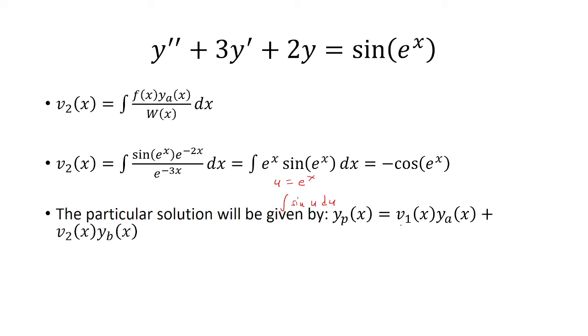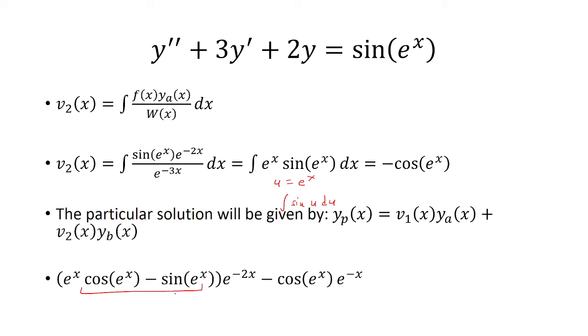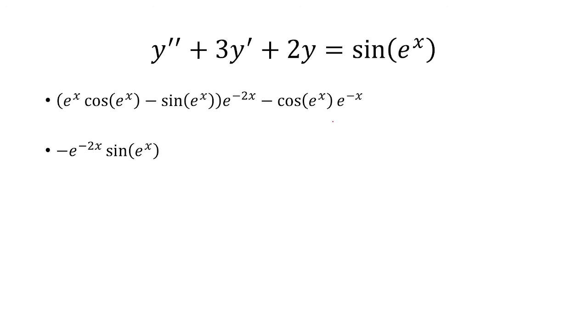So remember, the particular solution is in this form. So multiply what you have. So this was, from the previous slide, v_1 of x. This is y_a of x. And this is v_2. And this is y_b. This simplifies because these two will cancel once I multiply this over, and I'm left with negative e^(-2x) times sine of e^x. And so this was our y_p of x.